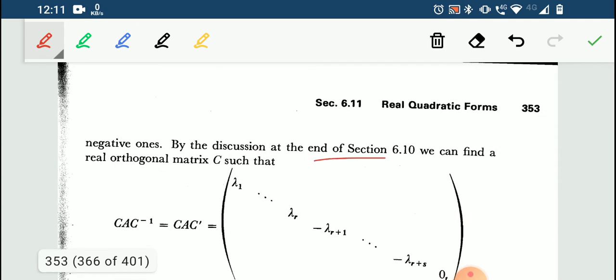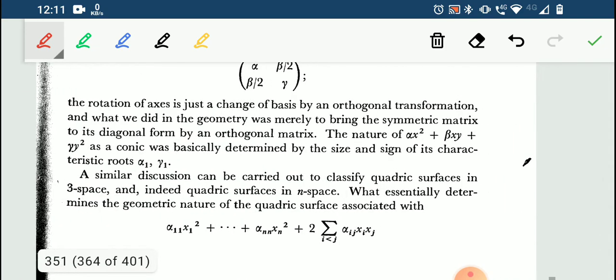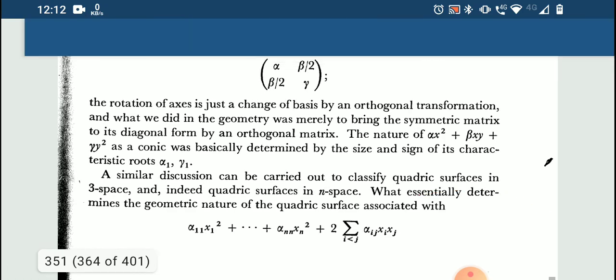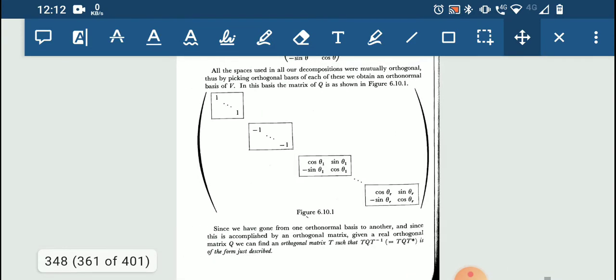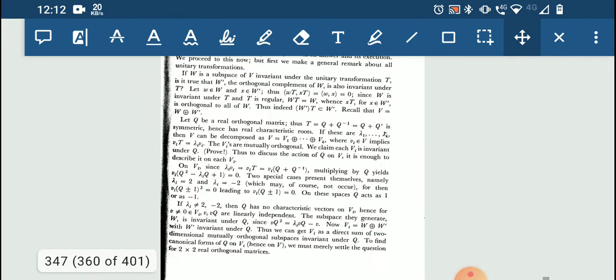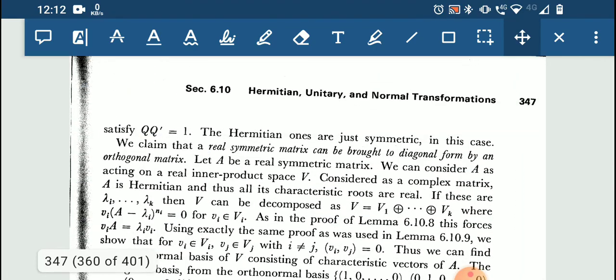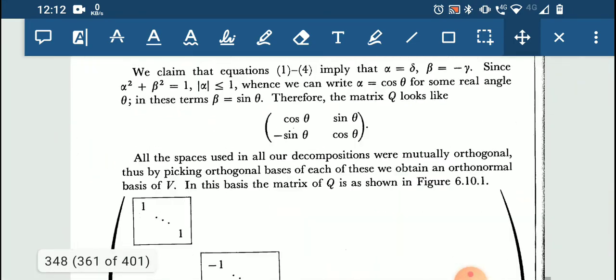Then by the discussion at the end of section 6.10, we can find a real orthogonal matrix C. So let's go to 6.10, it is somewhere here only. So what is there in 6.10? What we have assumed and proved is that a real symmetric matrix can be brought to a diagonal form by an orthogonal matrix. That's what we assumed there, so we use that here.